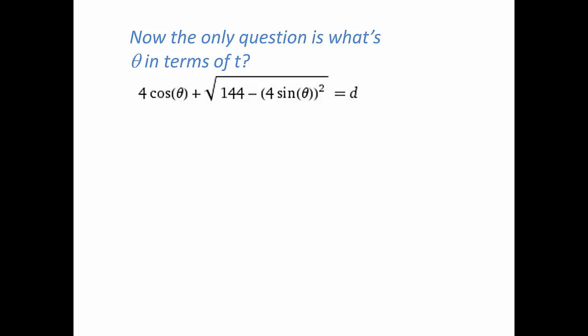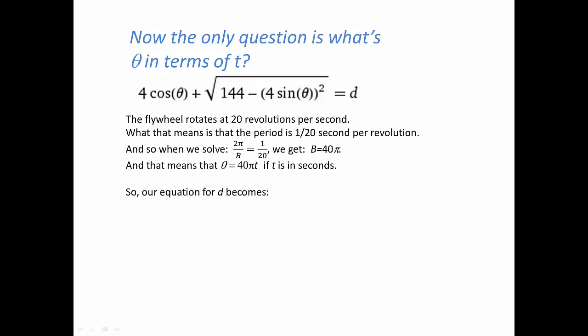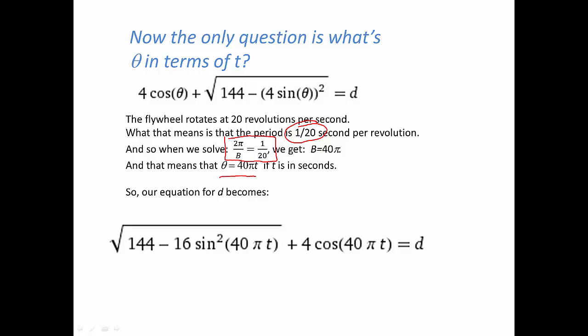We actually don't want the answer in terms of theta, we want it in terms of t. But they tell us that the flywheel rotates at 20 revolutions per second. So what we know is that the period is 1/20th second per revolution. And we do our lovely formula about how to find B, and that means that our angle is actually 40 pi t. So we have our equation in terms of t, and we're done with the problem.